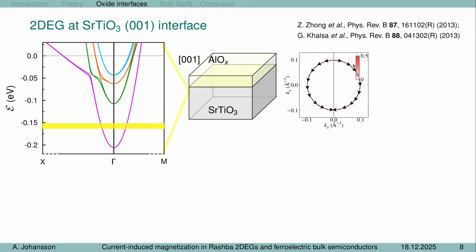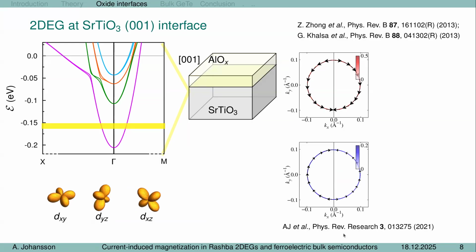Yeah. And if we look at these textures, they look very much like a Rashba system. So the spin expectation value is perpendicular to K. And the two bands have opposite spin expectation values. So we can really say we have a Rashba-like band structure.